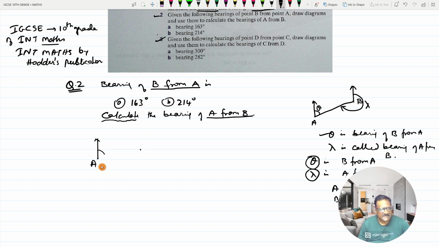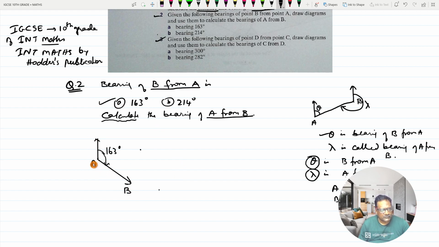So from here, if you go 163 degree, suppose it comes over here. So you have traveled all the way till here. At this point, you draw a line starting from A this way. So this is showing the bearing of 163 degree of B from A. So B will be somewhere on this line. This is the diagram that you get for this particular sub-question A.